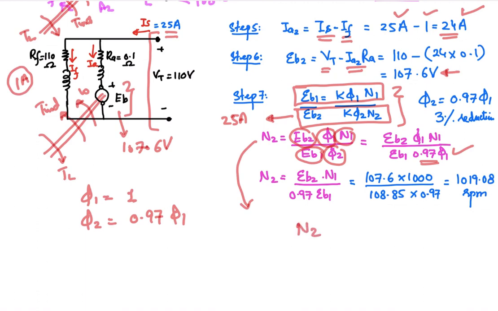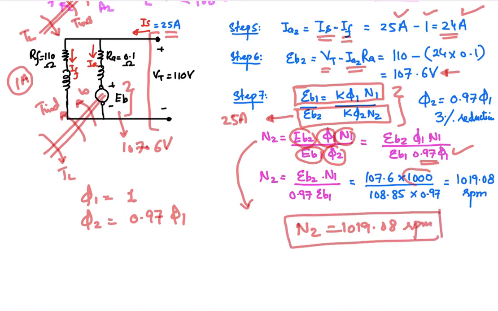So the new speed is 1019.08 rpm, and the previous speed was 1000 rpm. Although you have increased the load, the speed should decrease. Yes, the speed will decrease if you do not consider this change in the flux, because it is reduced by 3%. If you neglect that change and consider the flux constant, you will observe that the new speed is lesser than the previous speed when you increase the load. But now we are considering the armature reaction.